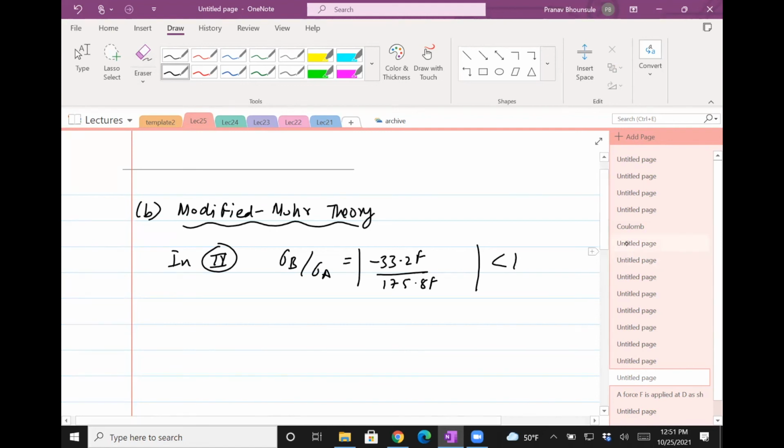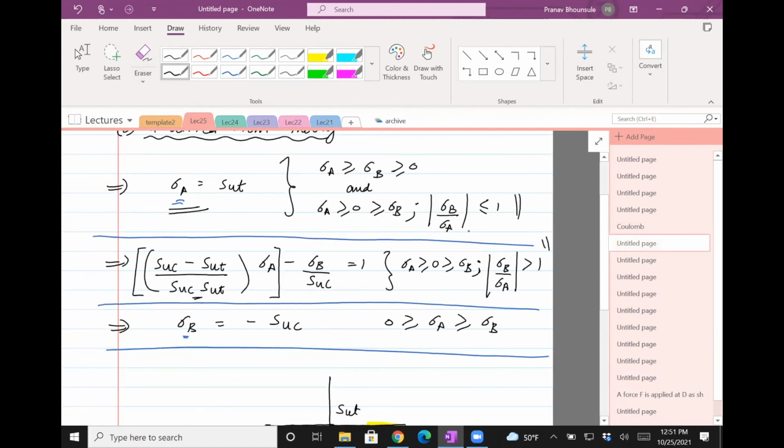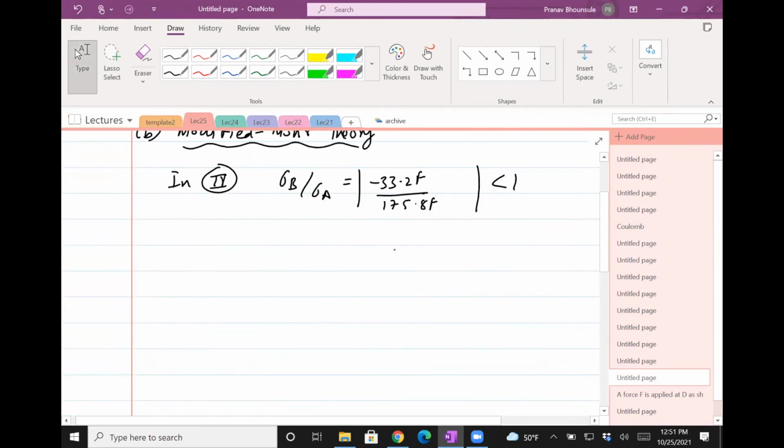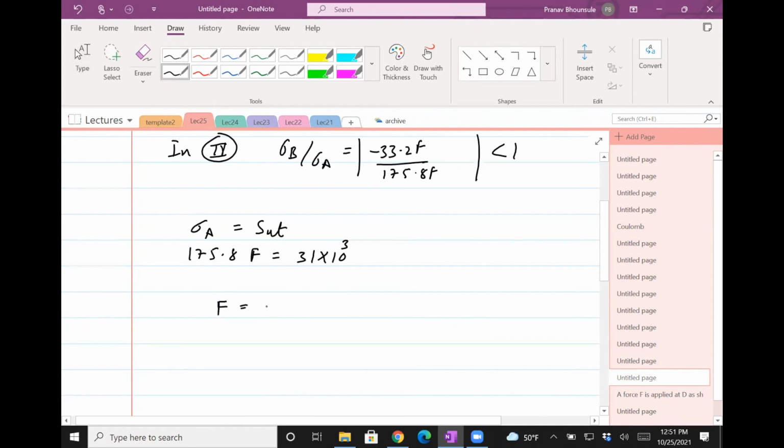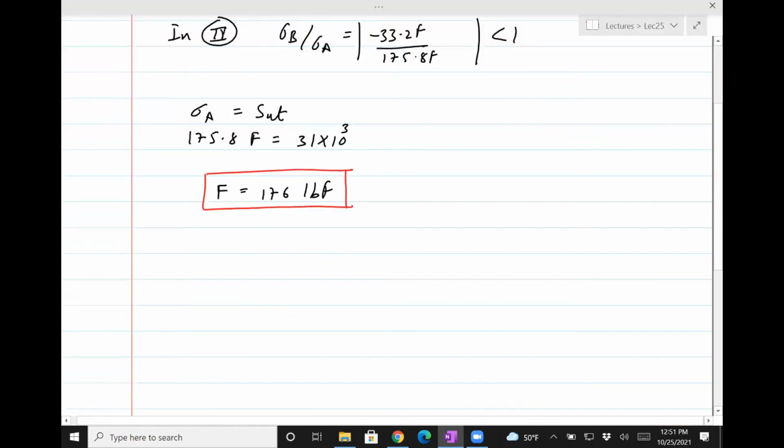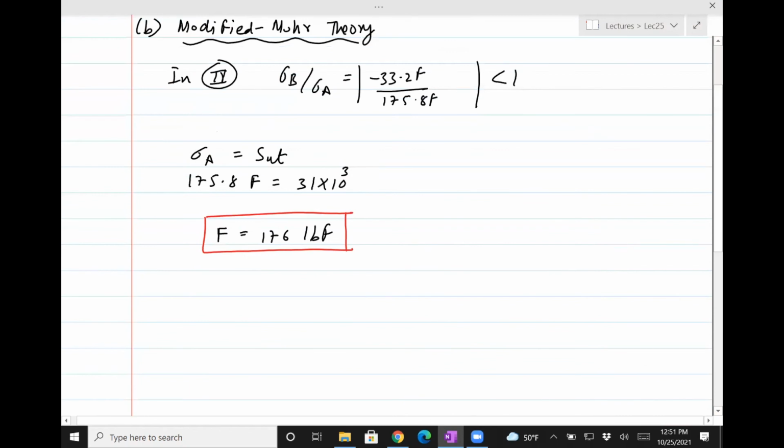Okay, so if it's less than 1, I just have to use this equation: sigma A is equal to SUT. So I go back, I use the equation sigma A equals SUT, and sigma A is 175.8 F equals 31 times 10 raised to 3, and then solving for F, I get 176 lbf. Okay, so modified Mohr theory predicts the force can be slightly larger than the force due to Coulomb-Mohr theory.